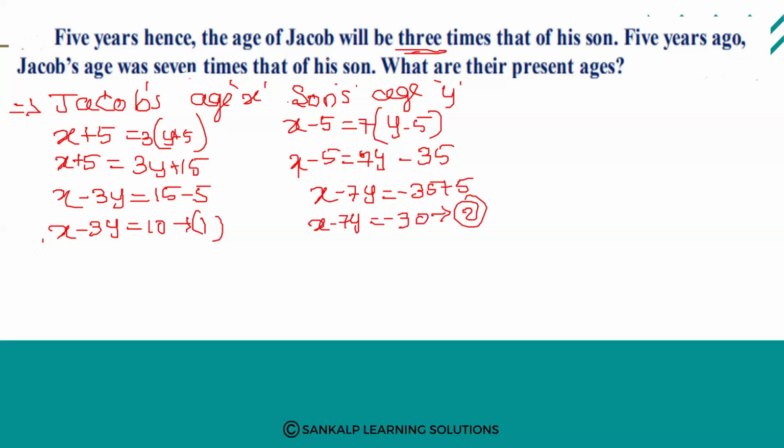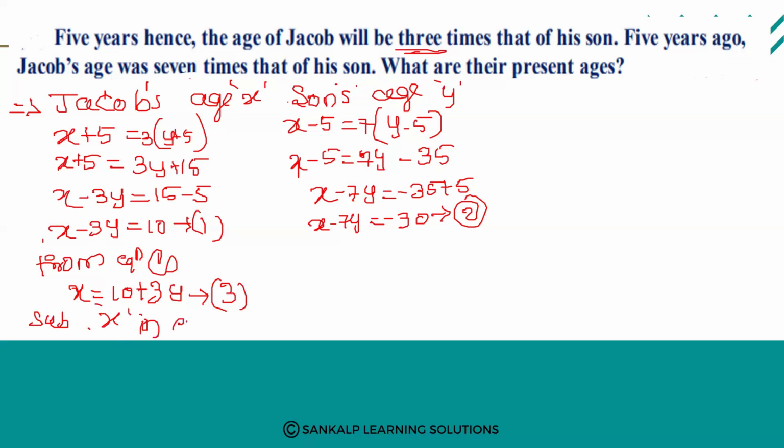Now, from equation number 1, consider this equation, that is x is equal to 10 minus 3y. Right, so minus 3y, if I transfer this to this side, then it is plus 3y. So x is equal to 10 plus 3y. Call this equation number 3. Now substitute the value of x in equation number 2.